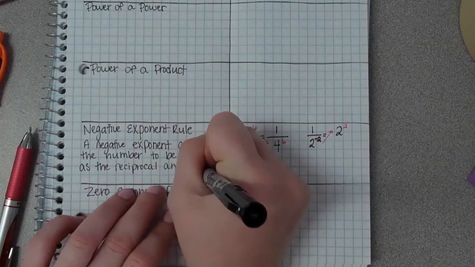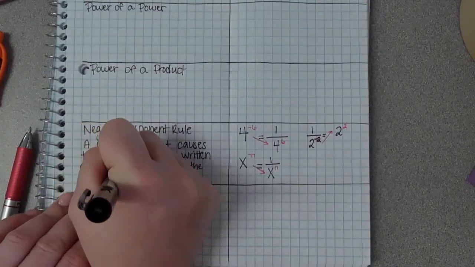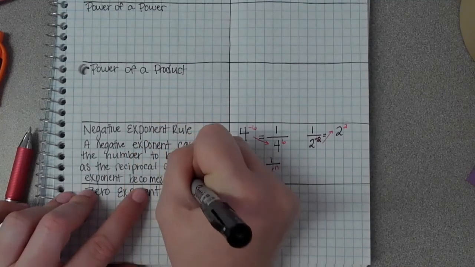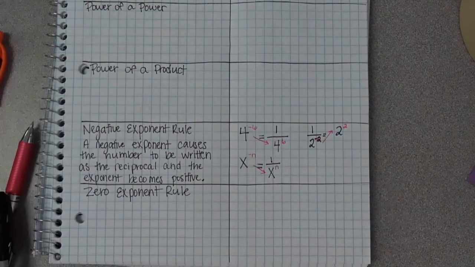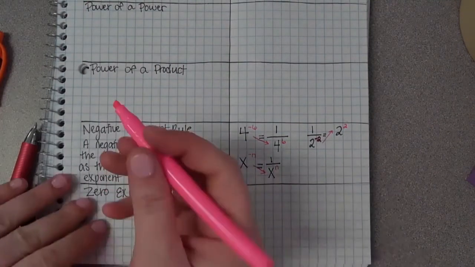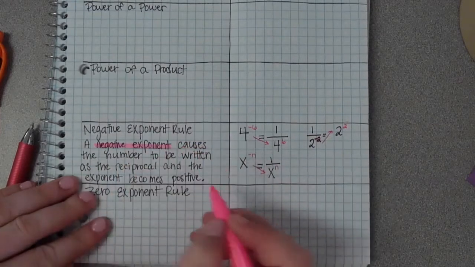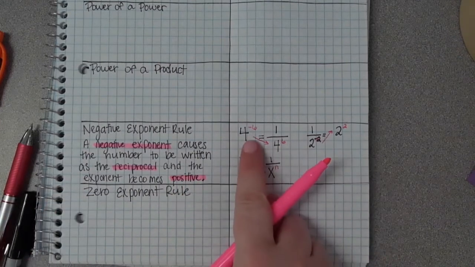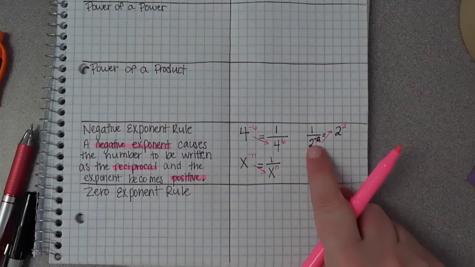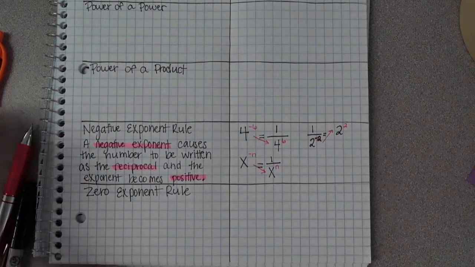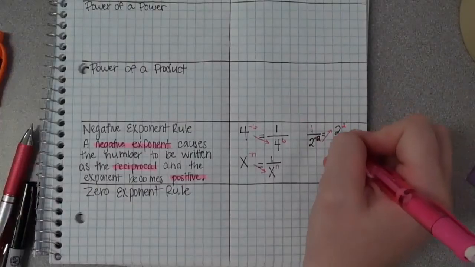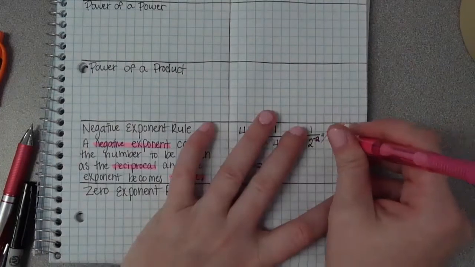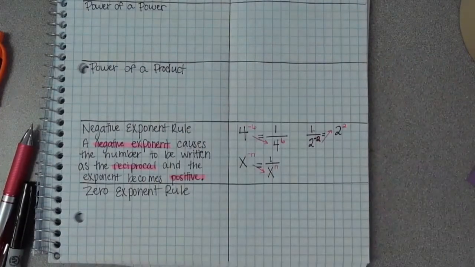And the exponent becomes positive. Grab my pink highlighter. So a negative exponent makes the reciprocal and it becomes positive. So if it's in the numerator, it moves to the denominator. If it's in the denominator, it moves to the numerator. And you could, if you really wanted to, write this over 1, but we don't have to write a number over 1 because it's just that number.